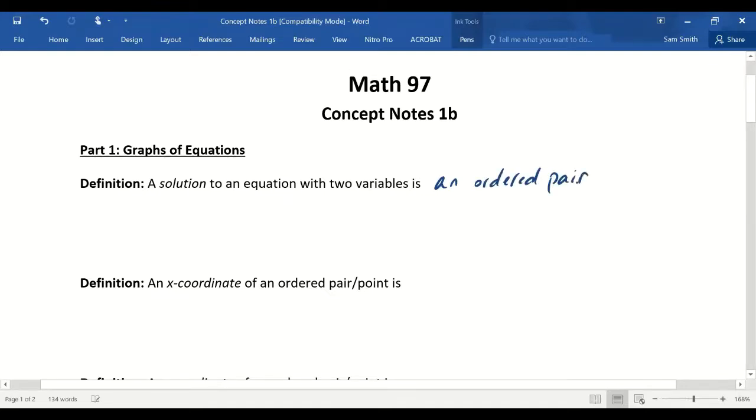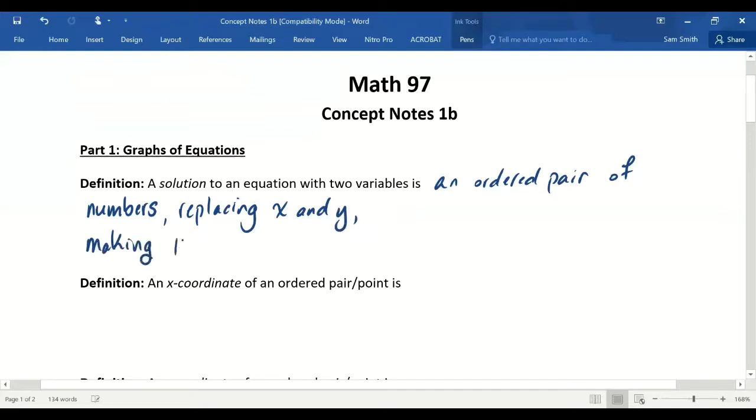And we say an ordered pair of numbers because we're going to agree that the first number is going to represent the x value, and the second number is going to represent the y value. An ordered pair of numbers replacing both x and y. Once again, the goal is to make the equation true.